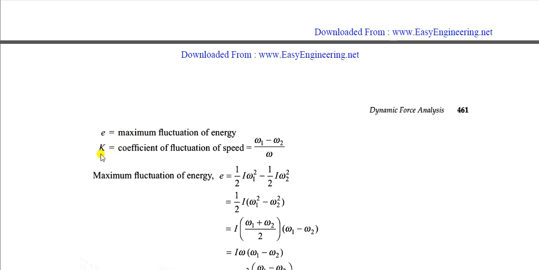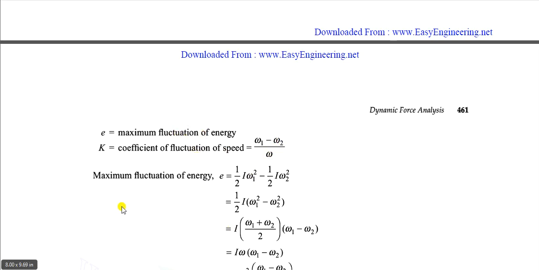Now he is defining k as the coefficient of fluctuation of speed. Sometimes it is also defined as Cs, capital Cs. So k is the coefficient of fluctuation of speed, or it is also called Cs. It is the maximum fluctuation of speed to the mean speed: the difference between maximum speed and minimum speed, to the mean speed. So this is called the coefficient of fluctuation of speed.